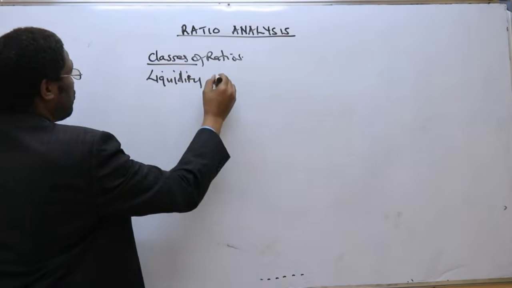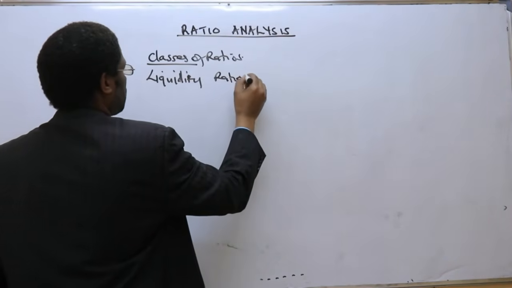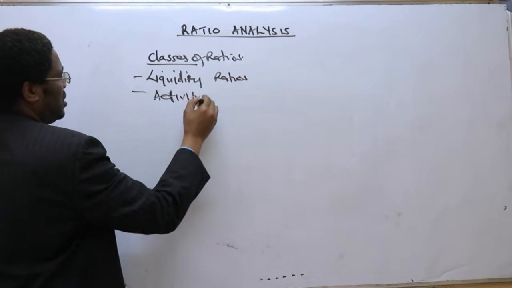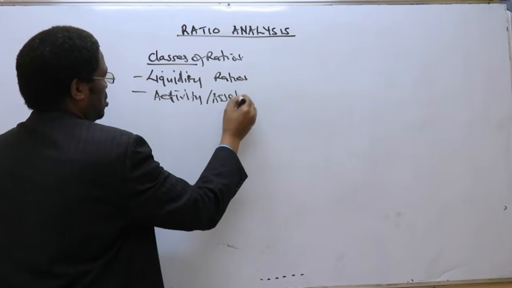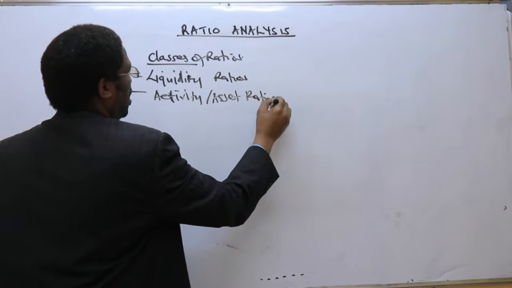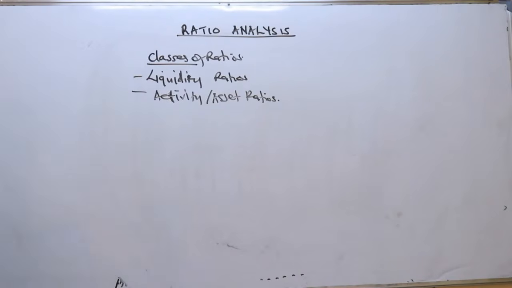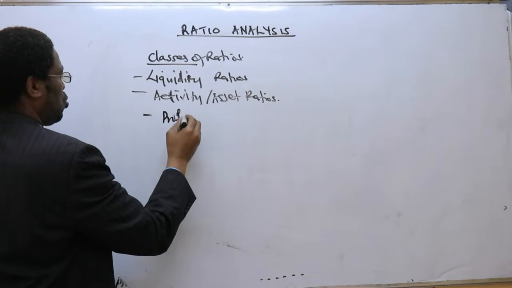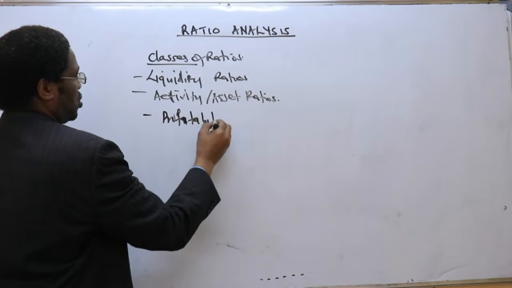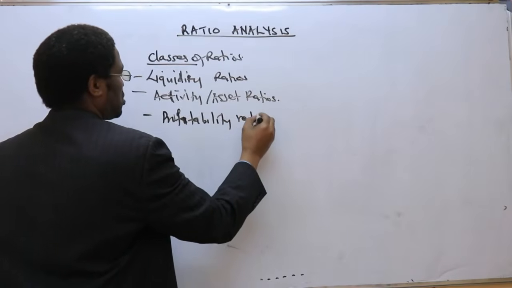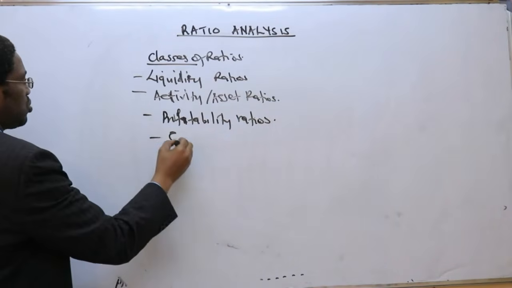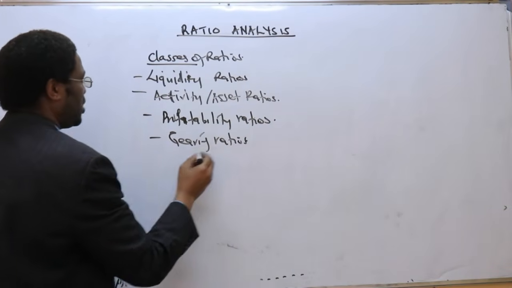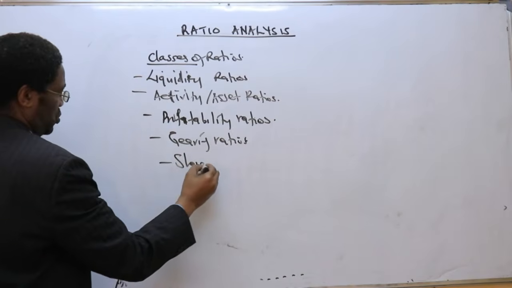We have another class of ratios, which we call activity or asset ratios. Another class of ratios is what we call profitability ratios. And the fourth class of ratios is what we call gearing ratios. And finally, we have what we call shareholders ratios.